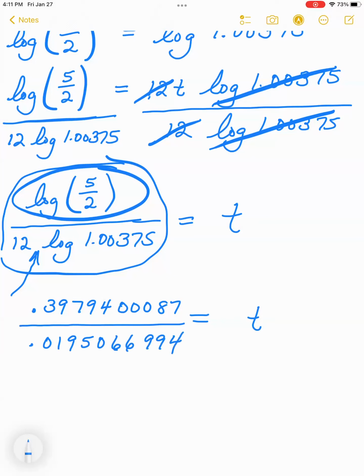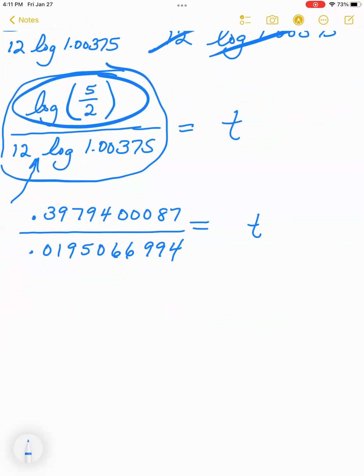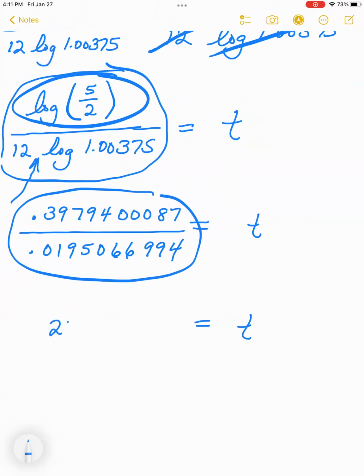And I'm going to write down the result for that denominator. So there it is. And then the last step is I'm going to actually divide this out. So I'm going to type in 0.39794000087 divided by 0.01950669994. And then I've got that the time is approximately 20.40 years. The time is in years with this formula.